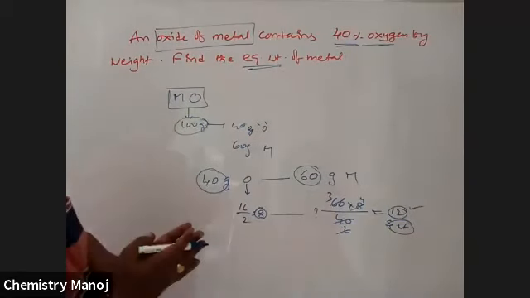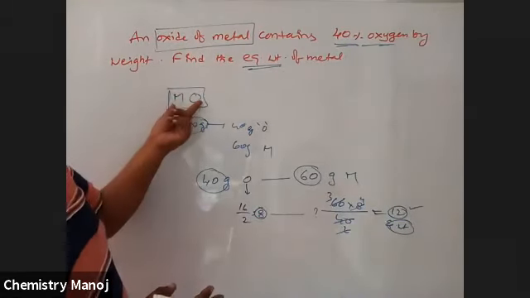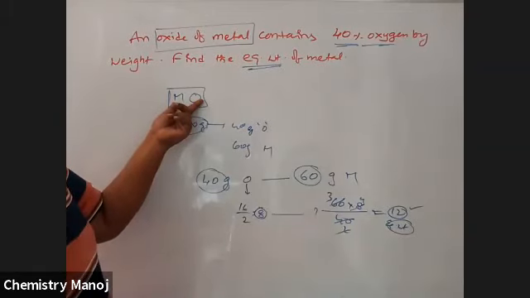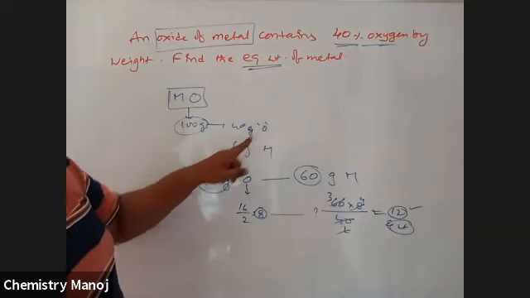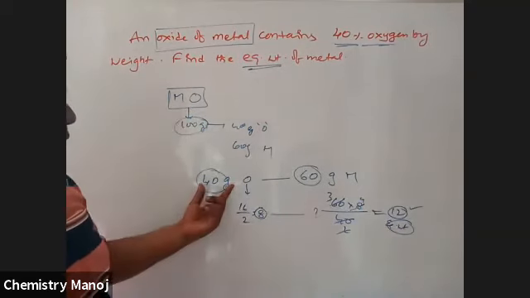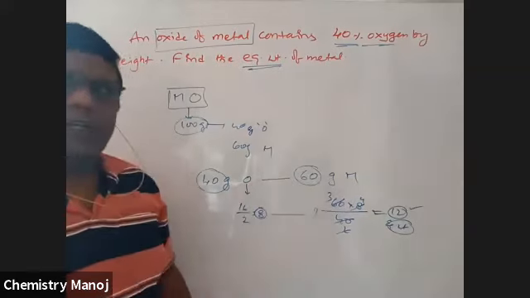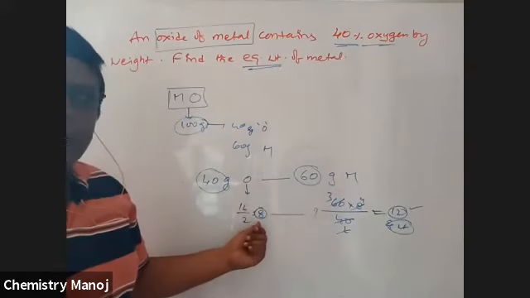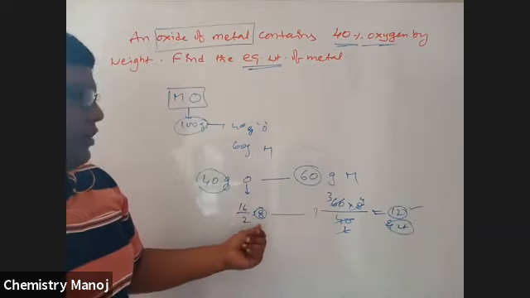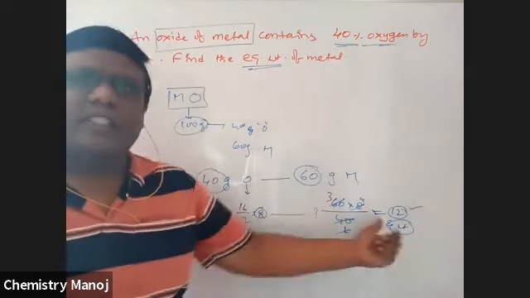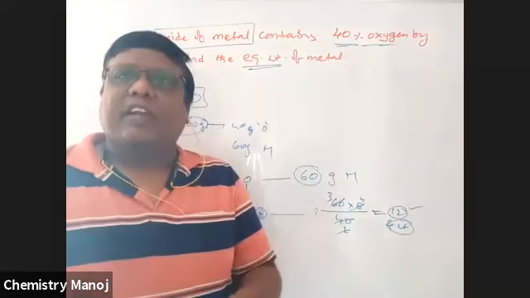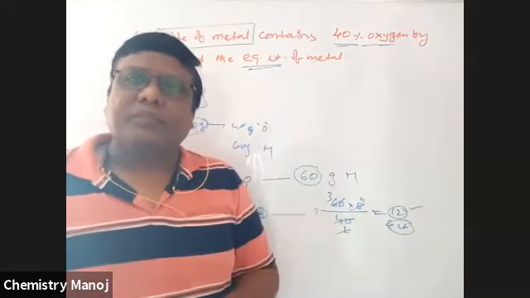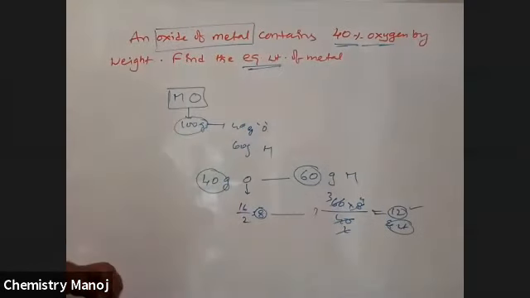Okay, so see here, metal oxide means only metal and oxygen exist. Among that, 40% is oxygen, so of 100 grams, 40 grams is oxygen and 60 grams is the metal. That means 40 grams of oxygen reacts with 60 grams of metal. The equivalent weight of oxygen is 8. Whenever elements combine with each other, they react in their equivalents.